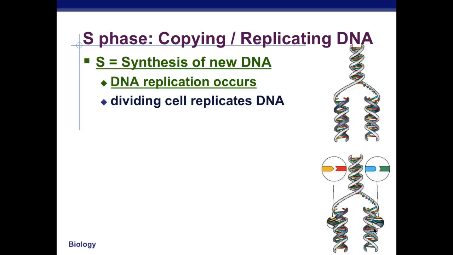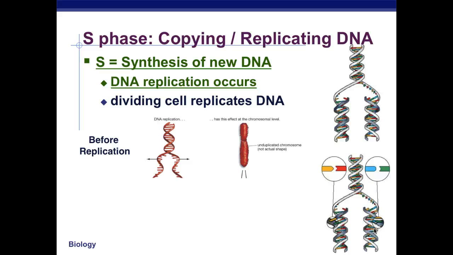The dividing cell will replicate its DNA. So during S phase, the cell is getting ready to divide. It's in preparation, so it needs 2 sets of the DNA. Because if you don't copy the DNA, the daughter cells are only going to get half the DNA, and that's not what the cell needs. It needs all of the DNA, so it has all of the information or genetic material it's going to need to decide what it's going to become.